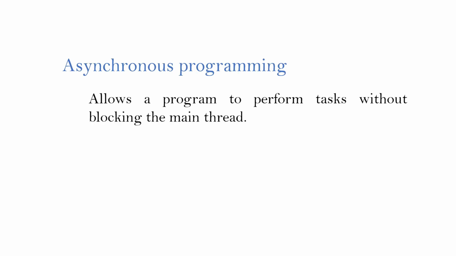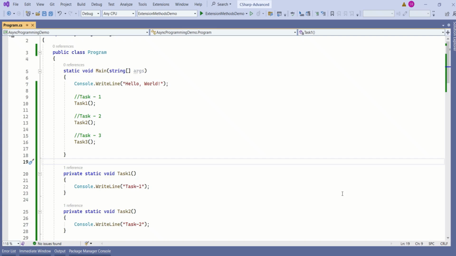Asynchronous programming is a programming technique that allows a program to perform tasks without blocking the main thread. By default, C# programs execute line by line from top to bottom, and each instruction must complete before the next one starts. This is called synchronous programming.